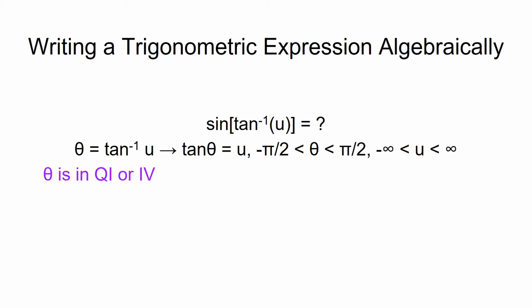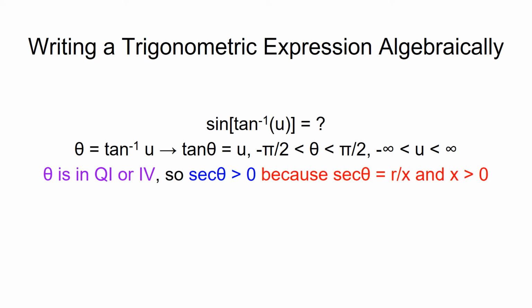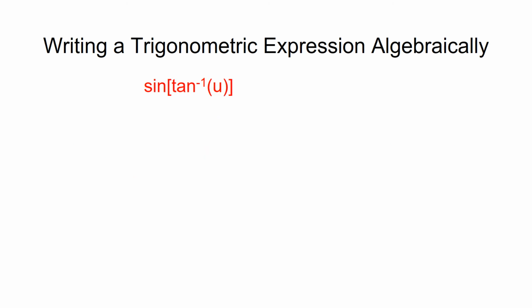Based on the restrictions on theta, we can see that it must be in the first or fourth quadrant. In those quadrants, all values of x are positive, so the secant of theta is also positive. We know this because the secant of theta is defined to be r over x, and r cannot be negative. So because r can't be negative, we know that the secant of theta must be greater than 0. Now let's go back to the original expression. Since the inverse tangent of u is equal to theta, we can say that the expression equals the sine of theta.